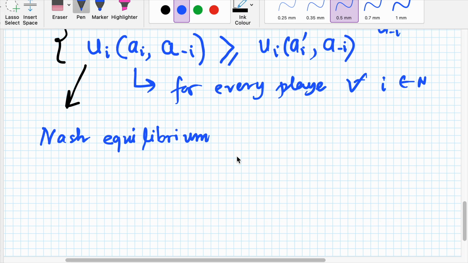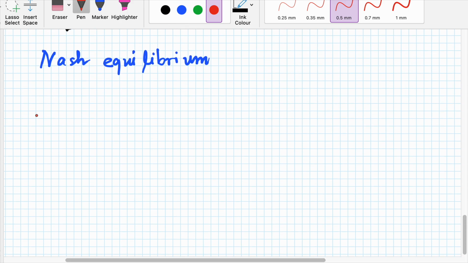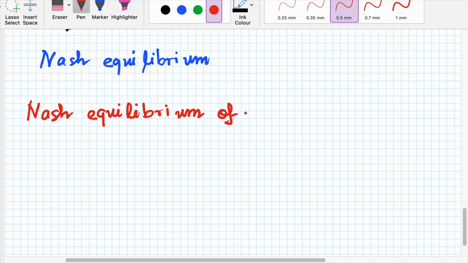So let me show you the Nash equilibrium of the prisoner's dilemma that we studied in the previous class. So first let us calculate the Nash equilibrium of prisoner's dilemma.